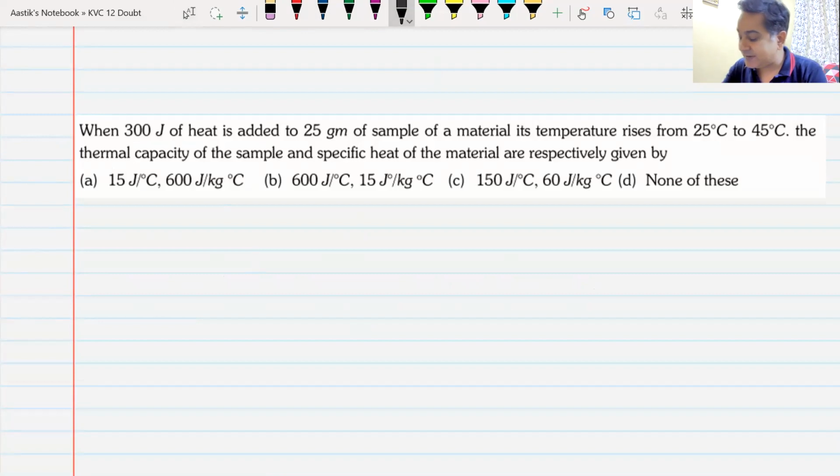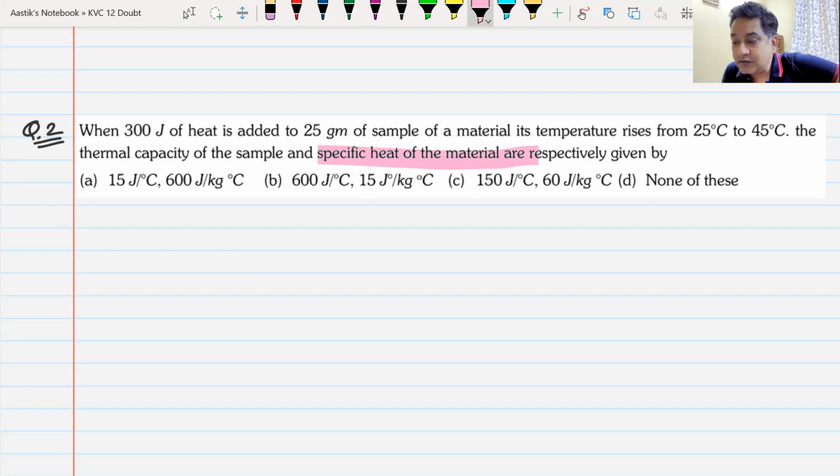Here comes the next one in the line. When 300 joules of heat is added to 25 gram of a sample of a material, its temperature rises from 25 to 45. What is the thermal capacity of the sample and what is the specific heat of the material of the sample? Remember, specific heat only depends on the material. The time starts now. 2 minutes you have.